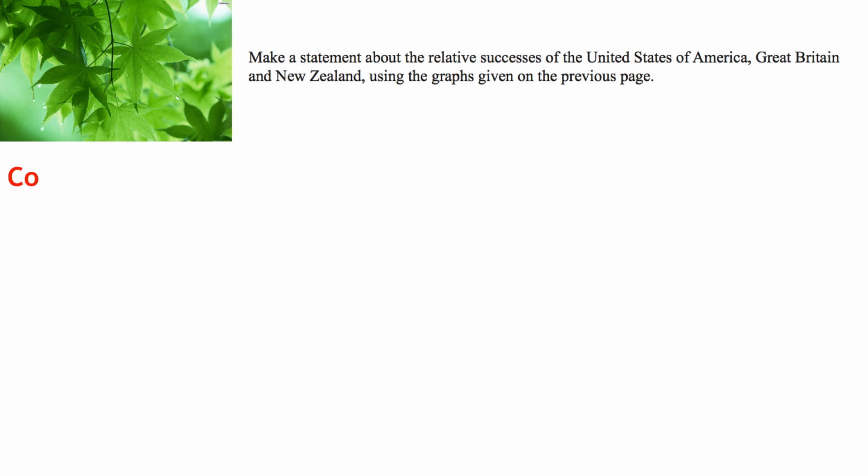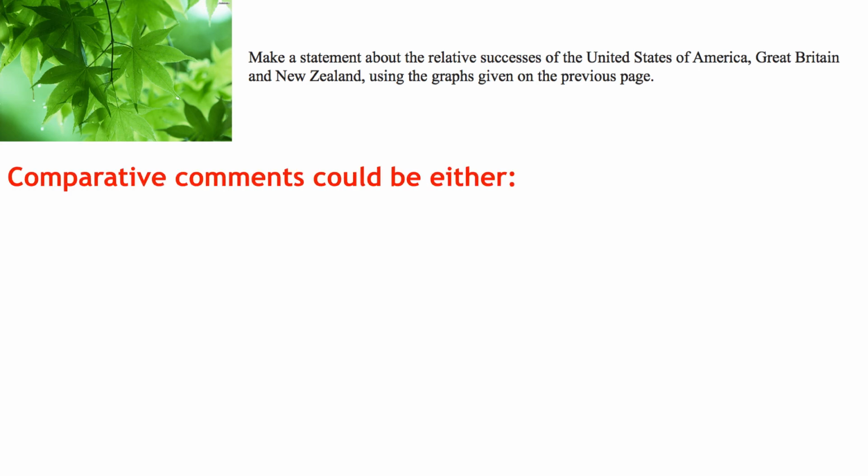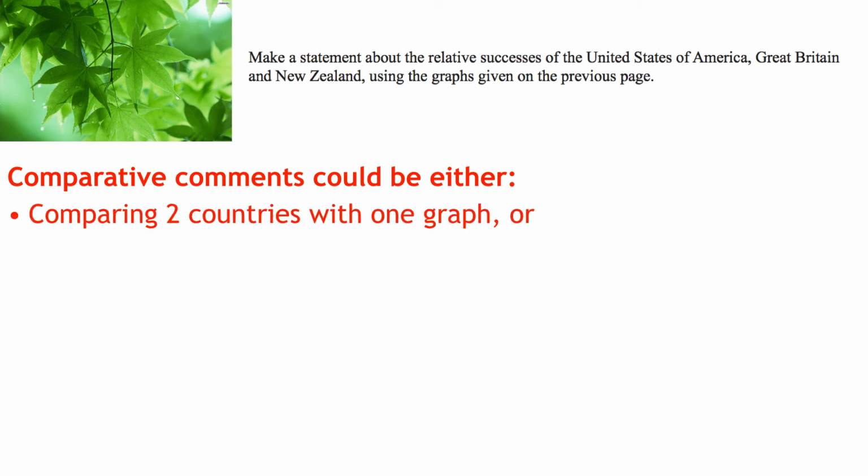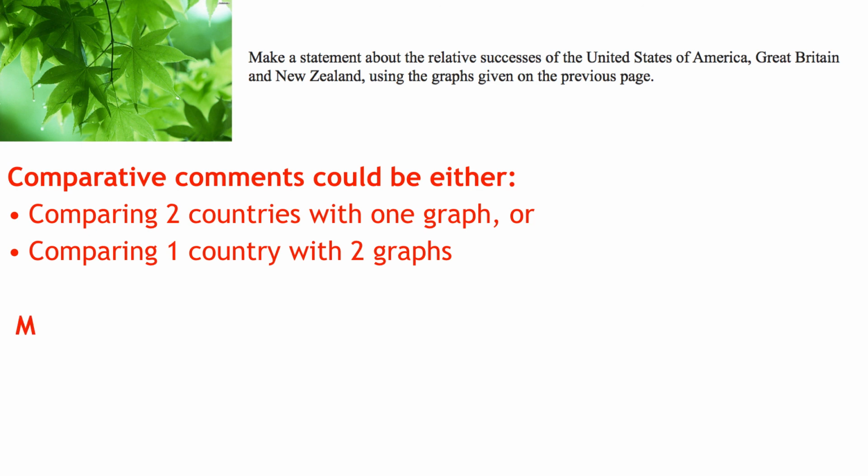Okay, so now let's have a look at what the criteria for marking this are. So it needed to be a comment about the relative success. So they needed to be comparative statements. You could either compare two countries in one graph, so I could compare New Zealand with America. You could compare just in one single graph looking at the total medals, or you could have compared one country with two graphs. So I could have looked at New Zealand on the total medals versus New Zealand on the medals per population. So when I talk about a comparative sentence, it could be of either type.